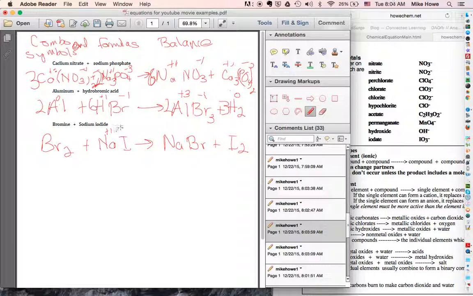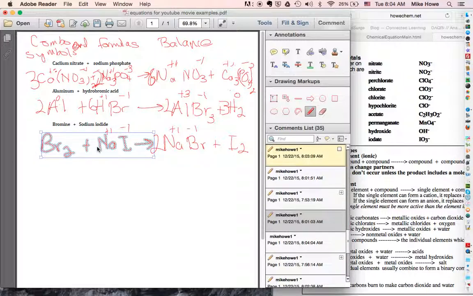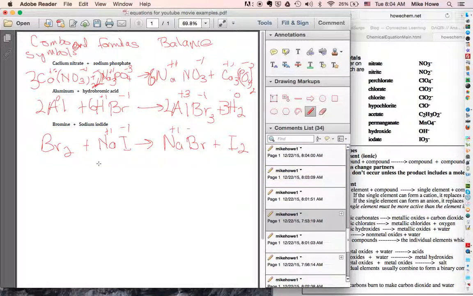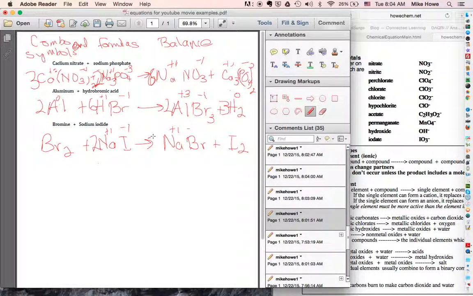All right, so sodium's +1, iodine's -1. That formula is correct. So now the third step, balance. 2 Brs, so I need to put a 2 over here, which gives me 2 atoms of sodium, so I put a 2 over here. Okay, and that gave me 2 atoms of iodine, so I have 2 I's, and that completes this one.